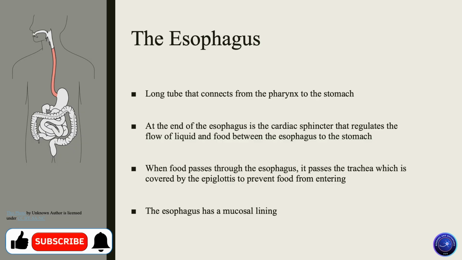So the cardiac sphincter really has nothing to do with the heart. It's just that, out of the two sphincters, the cardiac sphincter is closer to the heart. When food is passed through the esophagus, it also passes the trachea, which is covered by a flap called the epiglottis to prevent food and water from entering. And additionally, the esophagus also has a muscle lining.